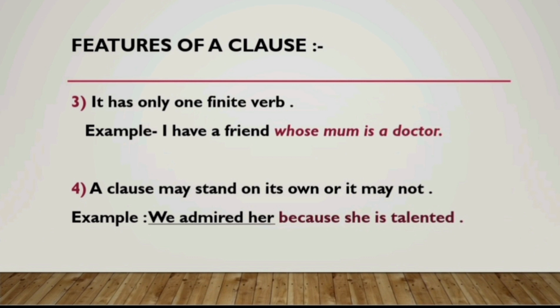I told you that it could be dependent and it could be independent. The underlined part of the sentence, we admired her, stands on its own, right? So that is an independent clause. But if you see this highlighted bold part in maroon, because she is talented, it cannot stand on its own and it has to depend on the rest of the sentence to convey its meaning. So that is a dependent clause, because it is dependent upon the other part of the sentence to convey its meaning. So those were the features of a clause.